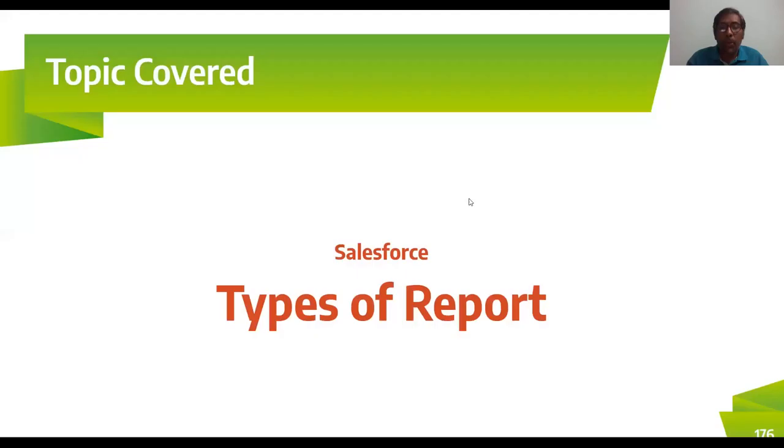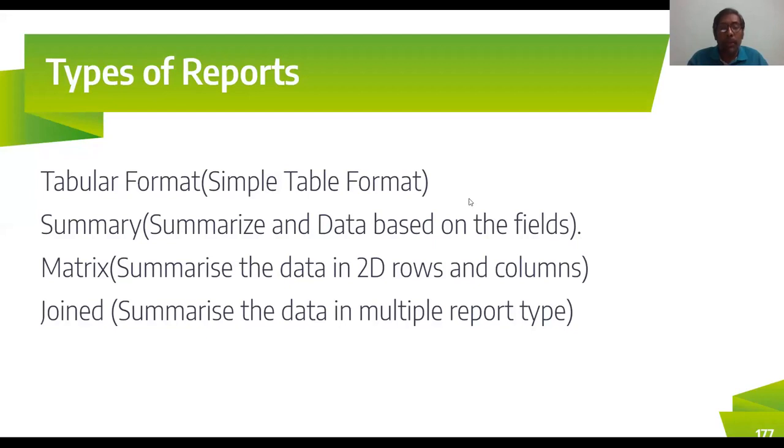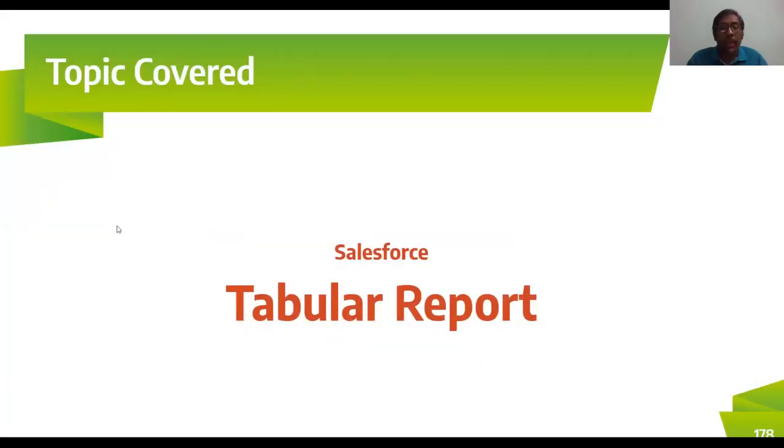In this session, we are going to discuss types of report, right? In the types of report, we are going to discuss the tabular report, summary report, matrix report, and joint report. Already I've given an example for tabular report and summary report. Again, I'm going to show one more report for tabular summary, right? Along with that, we are going to discuss matrix report and joint report, right? So now let me get into tabular report.